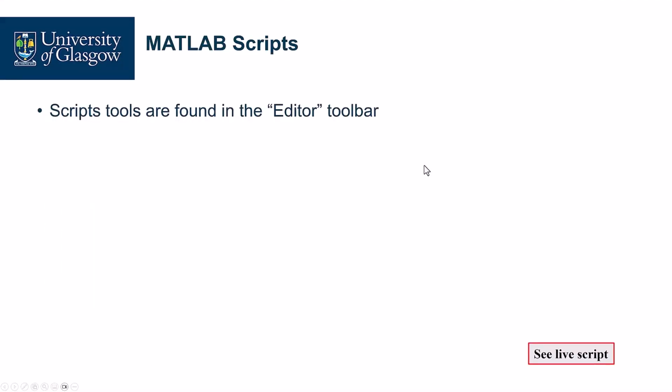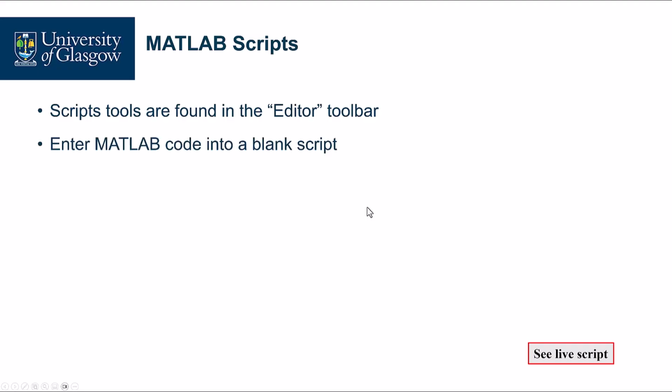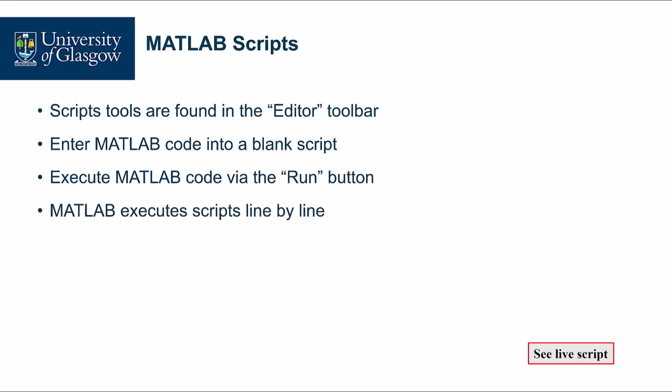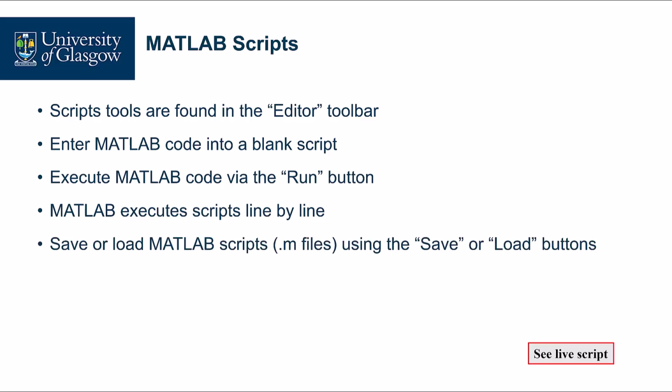Okay, let's summarize. The script tools can be found in the editor toolbar. Then you can enter your MATLAB code line by line into the blank script. After that, you can run your script via the run button. MATLAB does not compile your script file. Instead, it will execute the script line by line. After that, you can use the save or load button to save your MATLAB scripts. For more details, you can see the live script here.